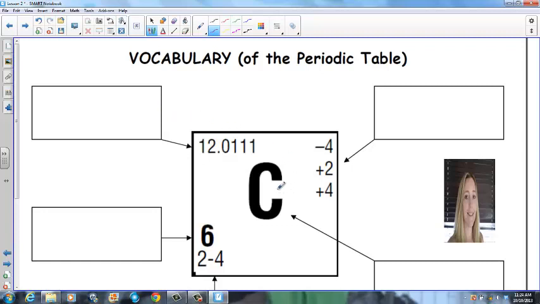So this is for carbon, the element carbon, and this is the standard example that you see in the middle of your reference tables. This first number here is the atomic mass. And this is an average. Note that it has a decimal. That's because it is an average. It's not a whole number. And it is the mass of all of the isotopes of an element.